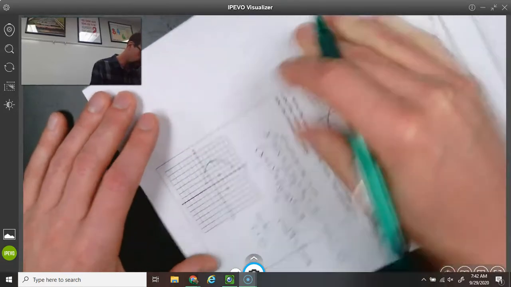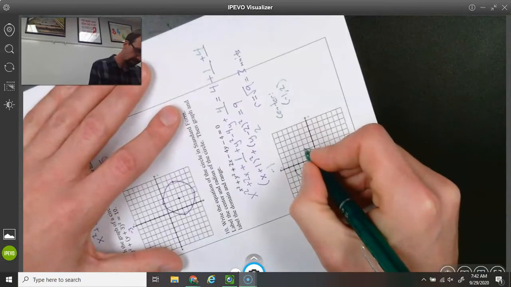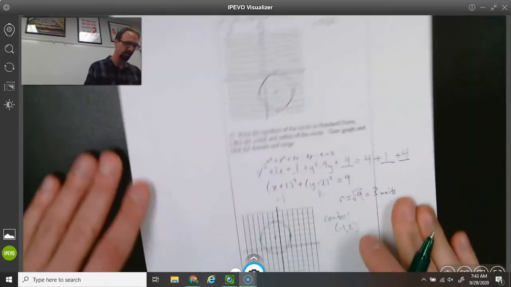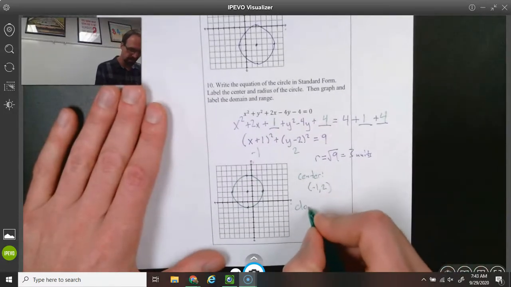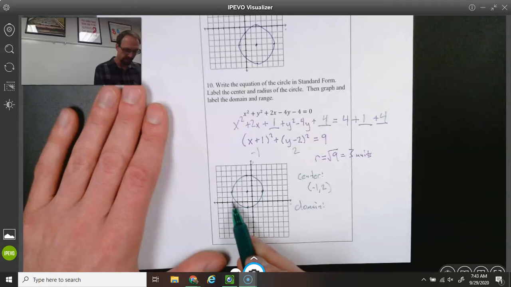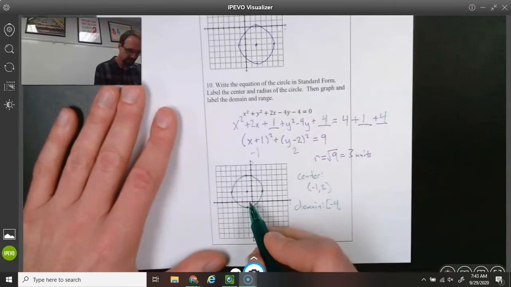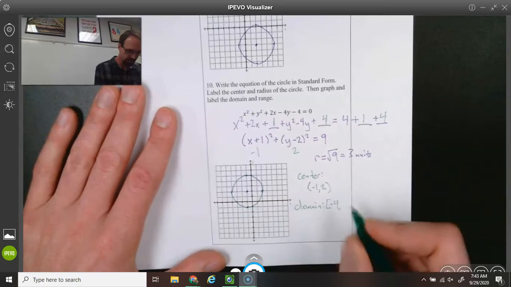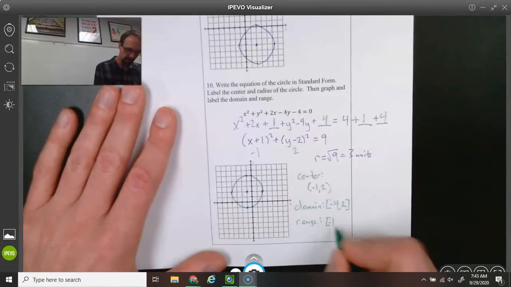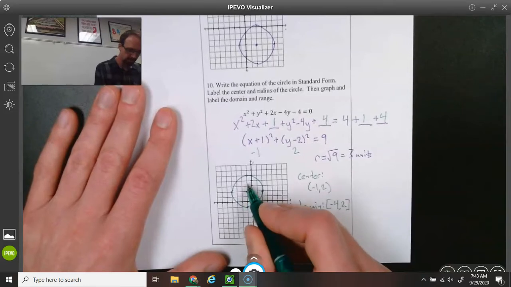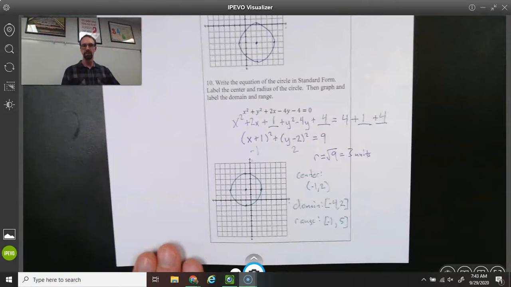And there's my circle. Again, if you don't have a protractor, just sketch it as best you can by making curved arcs away from the center. Then you have that. So I graphed it, labeled the domain and range. Domain is all my possible x values. So my x values go from negative 4, inclusive, to 2. And my range goes from negative 1 to 5, inclusive. So there's domain and range for that.